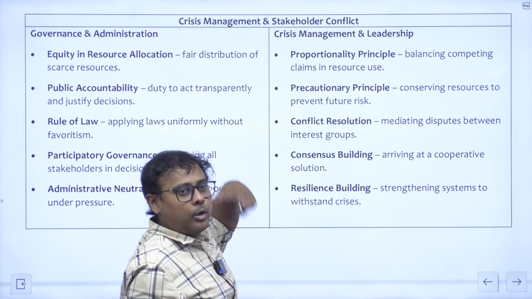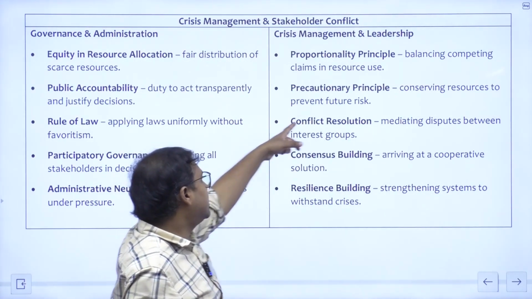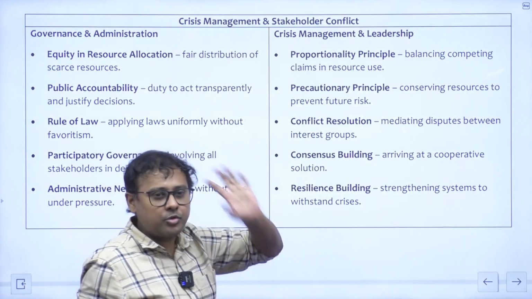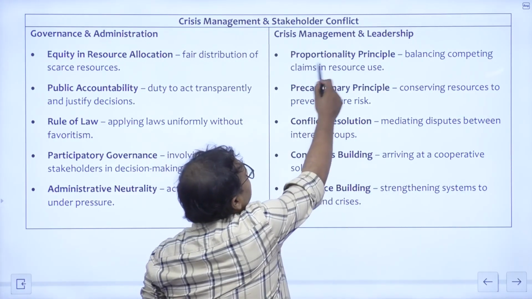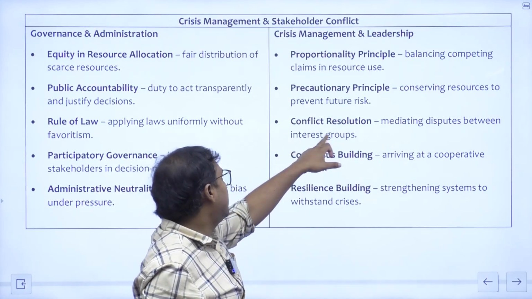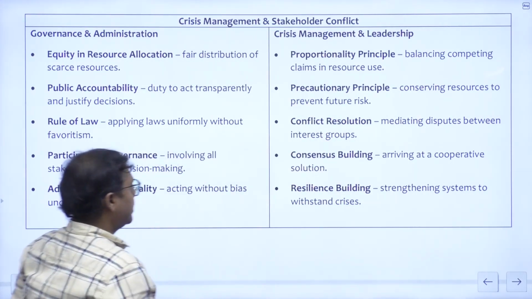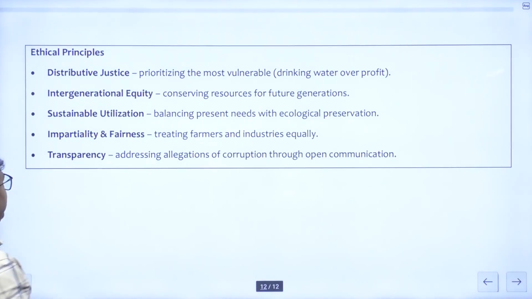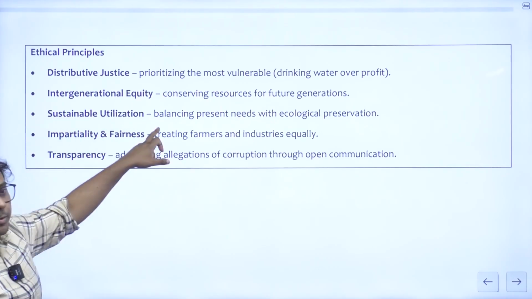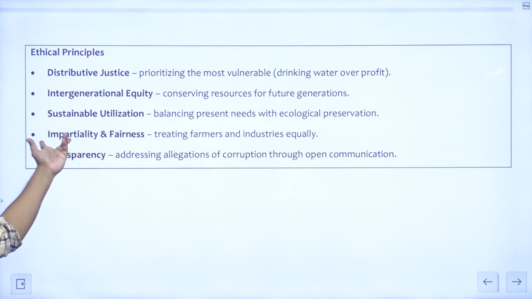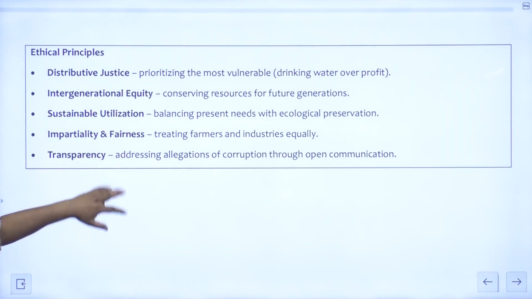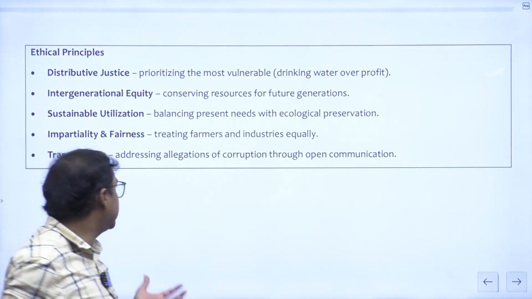Now, when we'll do ethics properly, we will understand this. Precautionary principle, right? And in case of climate change, in case of resource crisis, sustainability, ये terms ना हमें use करना है. Whatever it is, we have to use these terms. ठीक है? Conflict resolution, consensus building, resilience building. ठीक है? चलो. Finally, ethical principles, distributive justice, intergenerational equity. You know that sustainability का primary value is this: impartiality and fairness and transparency. That you're taking decision based on this.